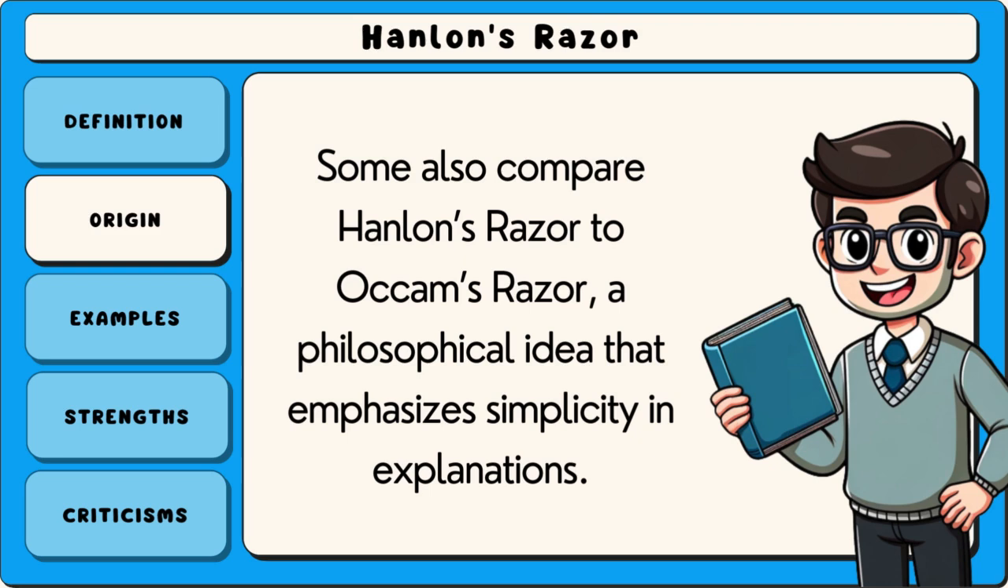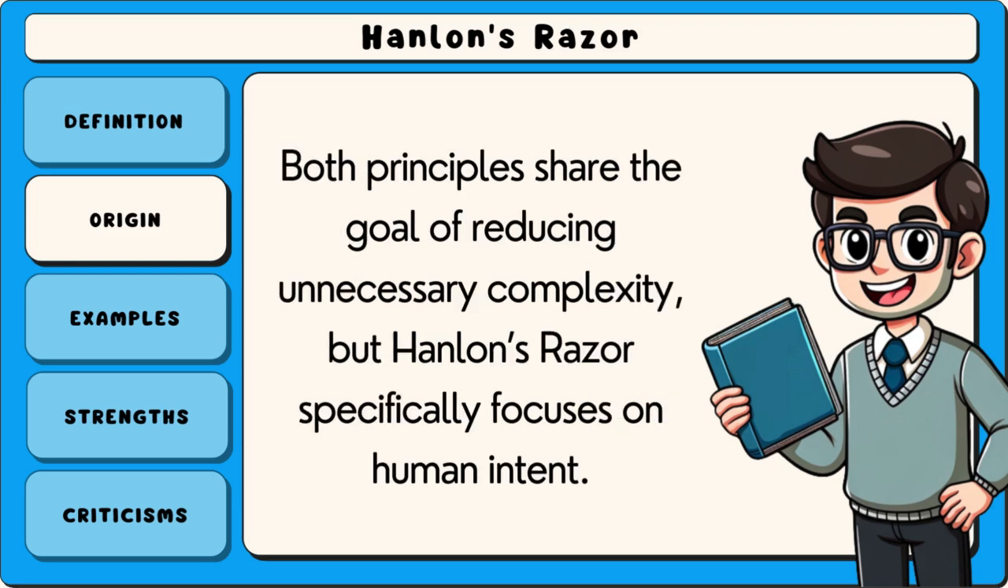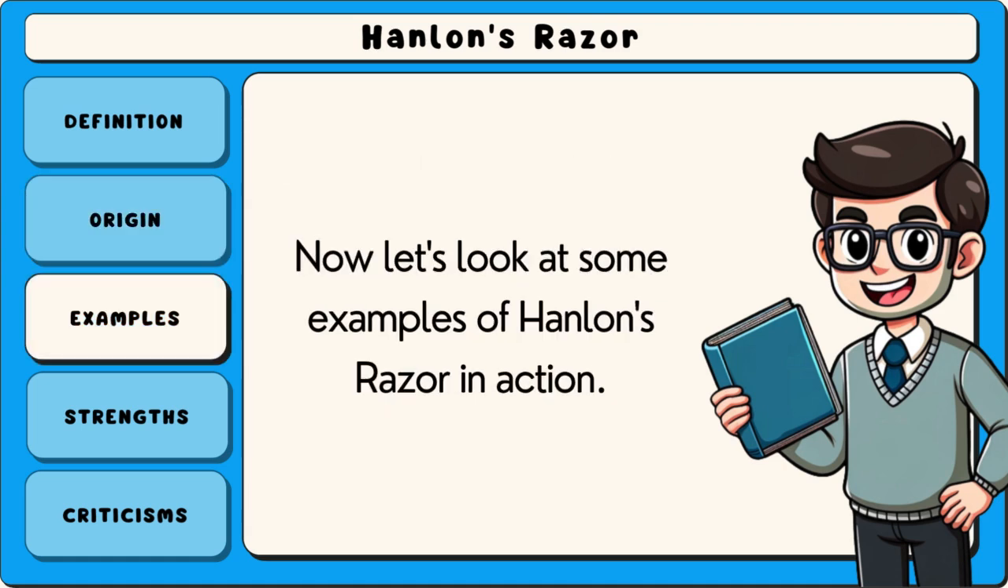Some also compare Hanlon's razor to Occam's razor, a philosophical idea that emphasises simplicity in explanations. Both principles share the goal of reducing unnecessary complexity, but Hanlon's razor specifically focuses on human intent. Now let's look at some examples of Hanlon's razor in action.